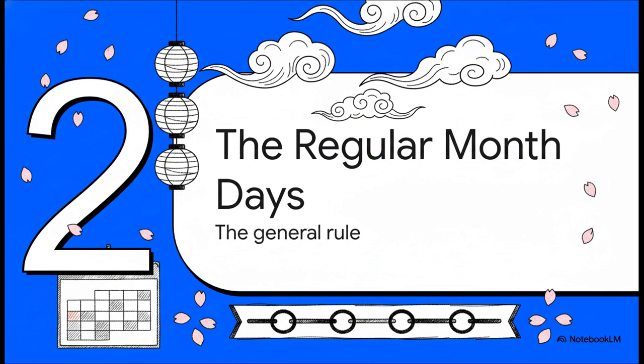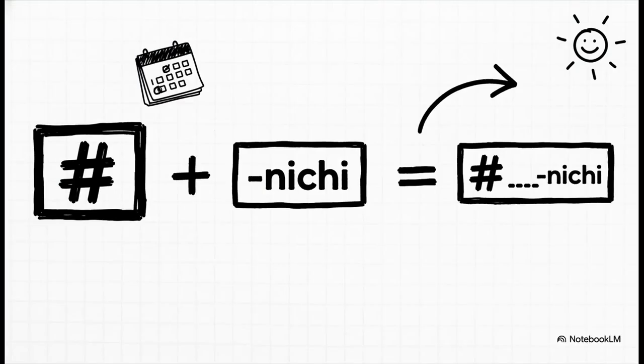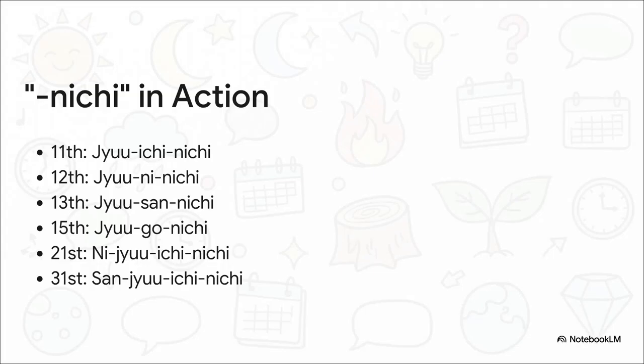And just like before, we're going to start with the main rule that, thankfully, covers most of the days. Okay, so for most days in a month, the rule is wonderfully simple. You just take the normal Japanese number you already know and add the suffix nichi to the end. That nichi part just means day. Let me show you what I mean. The number 11 is ju-ichi, right? So the 11th is just ju-ichinichi. The number 12 is ju-ni, so the 12th is ju-ninichi. See? This works for the vast majority of the month, which is fantastic news for us.